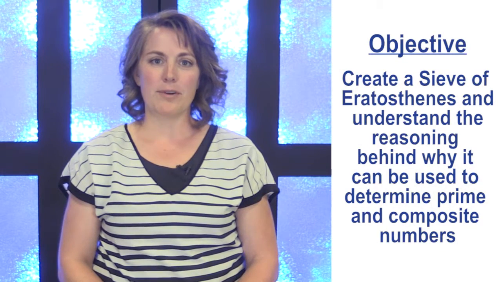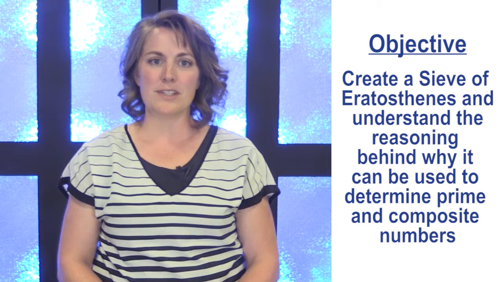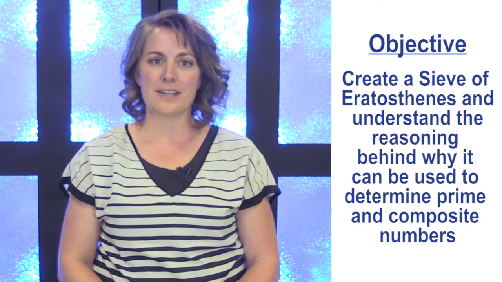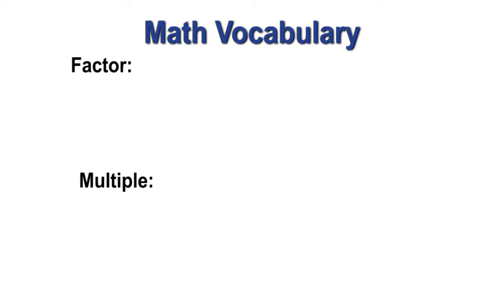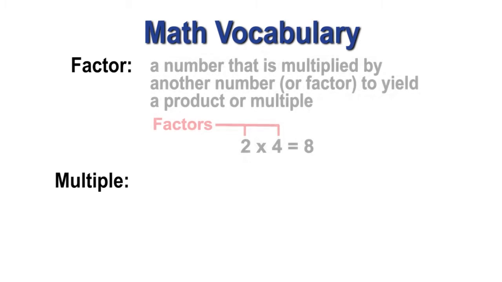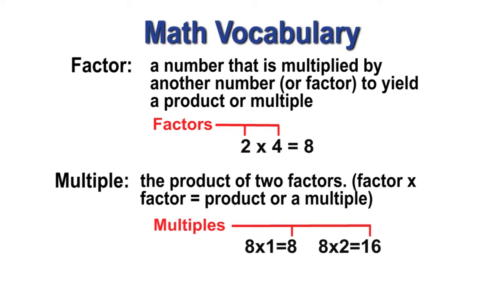In this lesson, we will create a sieve of Eratosthenes and understand the reasoning behind why it can be used to determine prime and composite numbers. To understand this lesson, students need to draw on their knowledge of the terms factors and multiples. Students will remember from previous lessons, a factor is a number that is multiplied by another number to yield a product or multiple. A multiple is another name for the product of two factors.